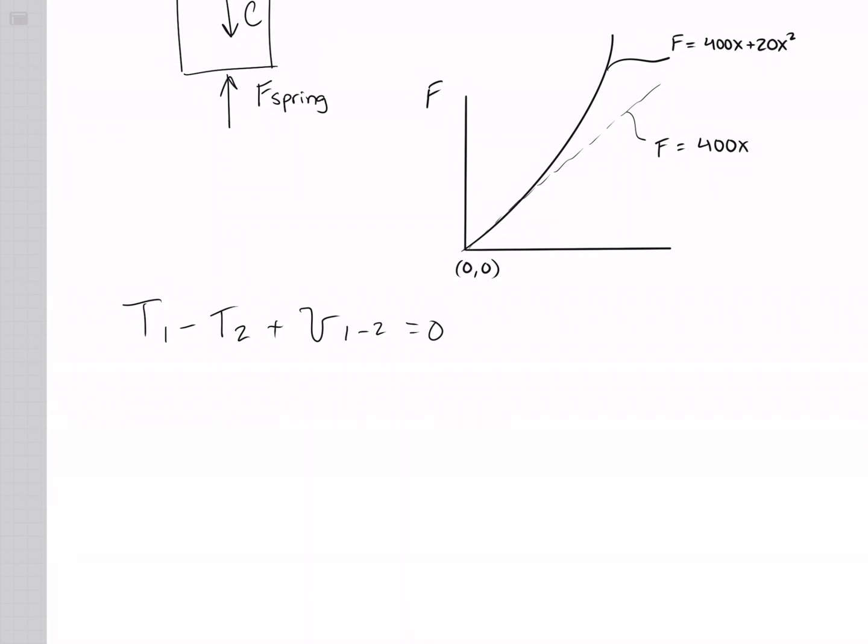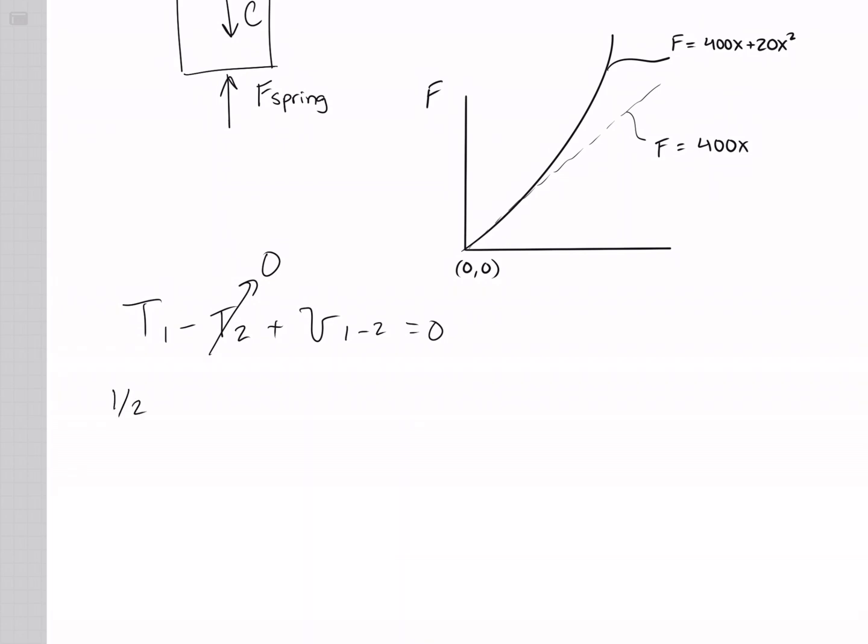T1 minus T2, which is the kinetic energy, plus the potential energy from 1 to 2 equals 0. And we're going to solve this in two conditions. One condition where the problem is linear, and one condition where the problem is nonlinear. And from that, you can calculate the difference between doing a true calculation, I guess you could call it, versus a back of the napkin calculation. Let's see what this problem will be.